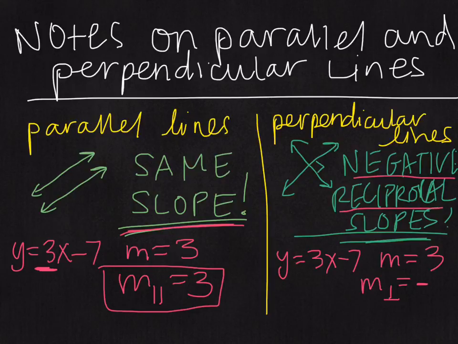And then the reciprocal means it flips, okay? Well, right now 3, that's the same thing as 3 over 1, right? So when I flip 3 over 1, it becomes 1 over 3. So a line perpendicular to this line is going to have a slope of negative 1 over 3. So that's just a little overview of parallel and perpendicular lines.